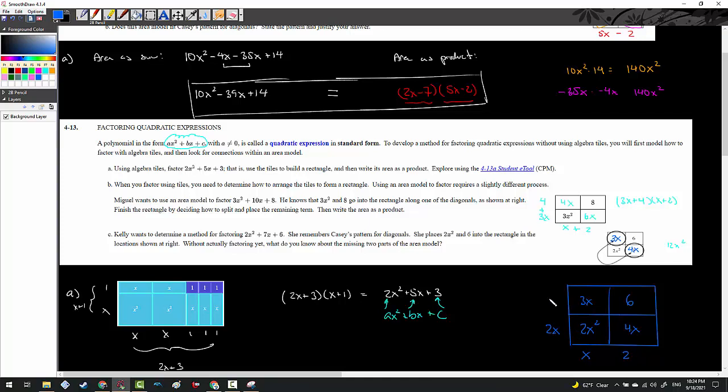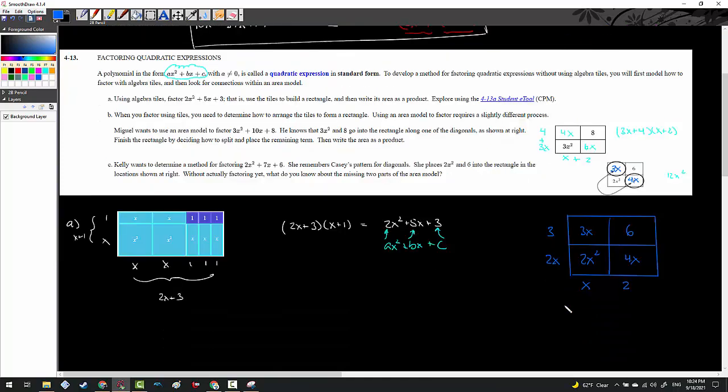This would have to be a 2. This would have to be a 3. And now I've got my area as a product. So 2x plus 3 times x plus 2.